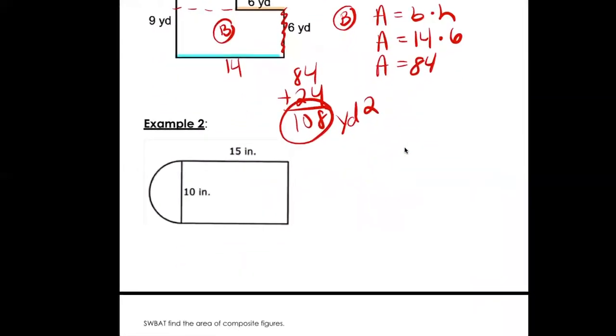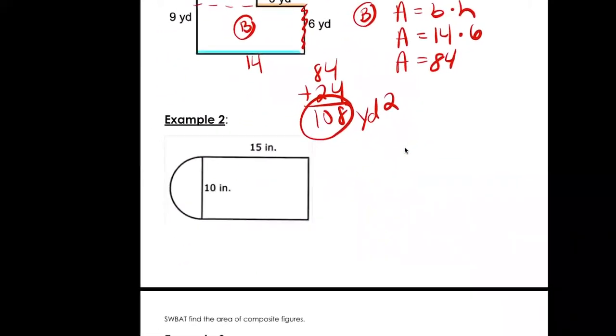Example 2. It's already cut for us, kind of, right? So let's call this piece A, and we'll call this other one piece B. Piece A is a semicircle. It's half of a circle. But we don't have a formula for semicircles, so we're going to use the circle formula, and then we're going to cut that in half.